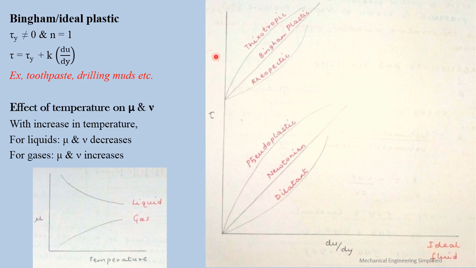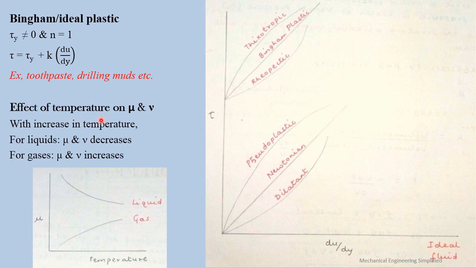You can see in this diagram the value of tau from this till this point, which is known as the yield shear stress, after which in the case of Bingham plastic it flows readily, and the shear stress is directly proportional to velocity gradient.